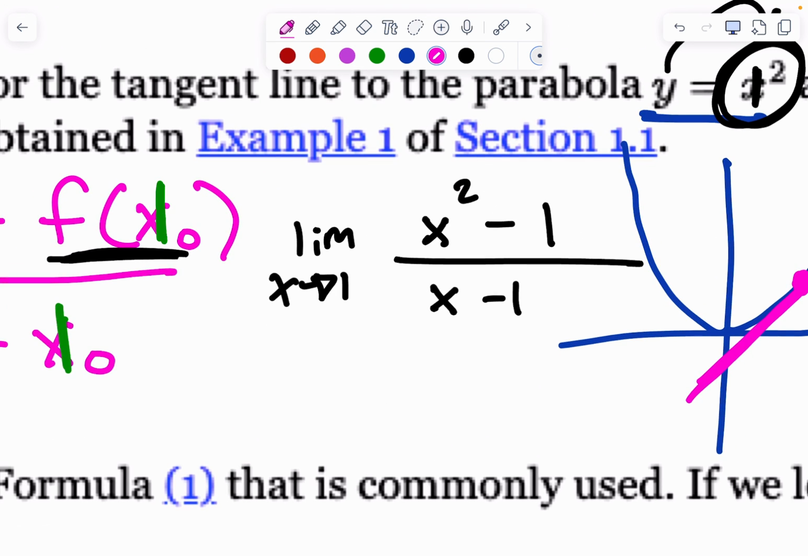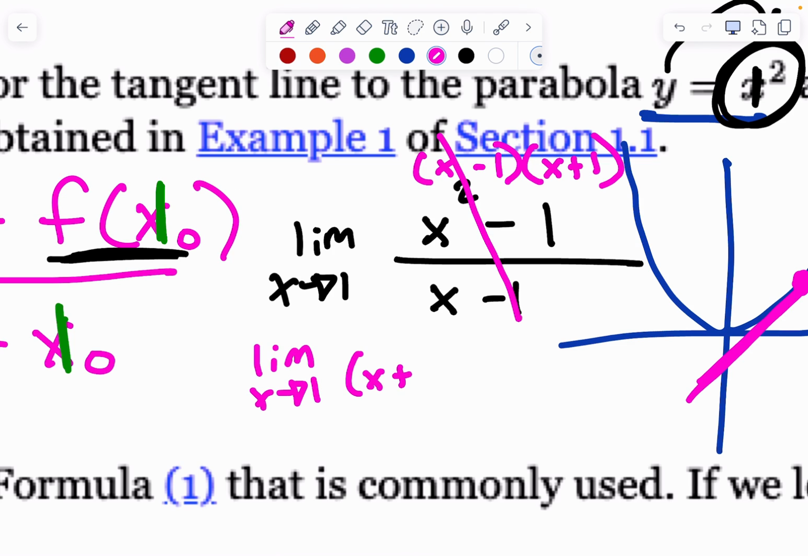Now we're going to use our knowledge from limits last time. Can I plug 1 in? No, because I'll end up with 0 on the bottom. But what can I do? Difference of squares: x minus 1 times x plus 1. If I do that, I cancel that out. So now I can evaluate the limit as x goes to 1 of x plus 1, which is going to be 2.